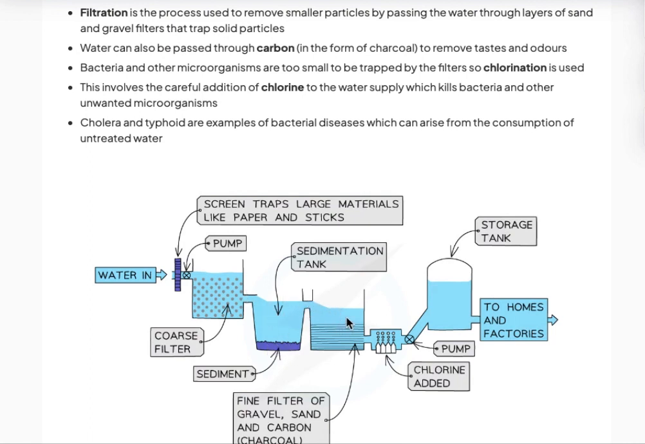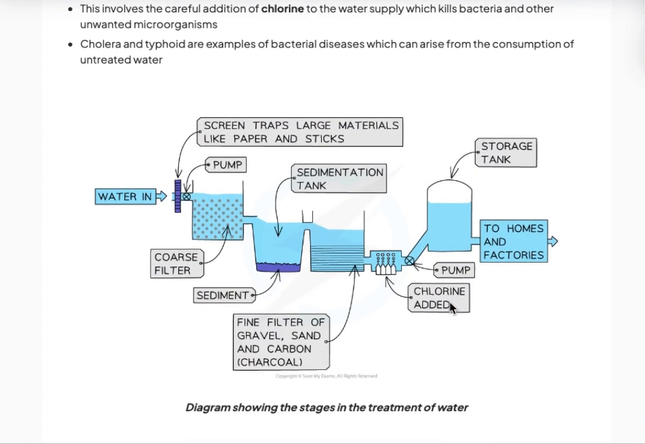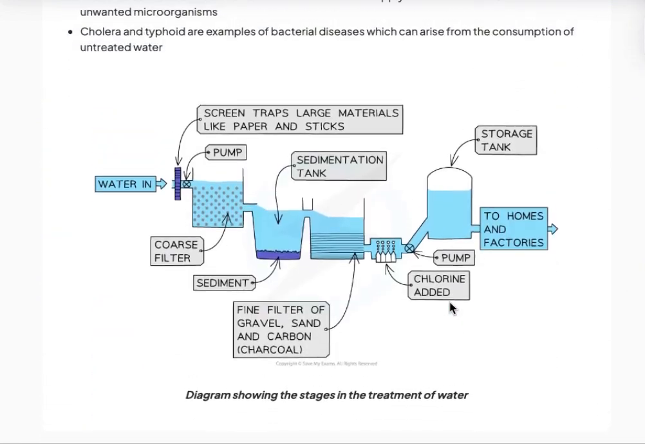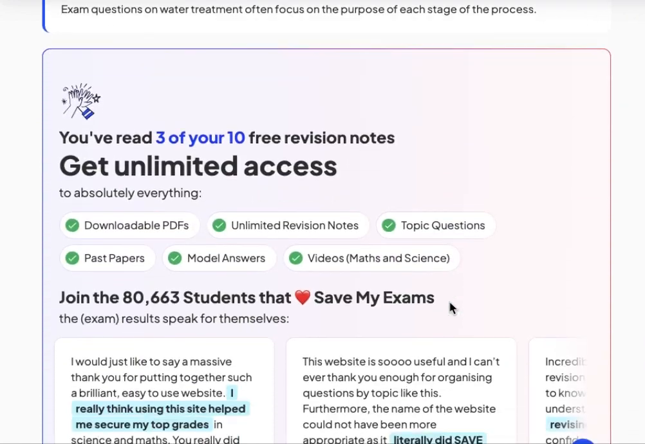After that, we do chlorination. We add chlorine to kill the bacteria. And then we can get water. To the water we have, we apply carbon from charcoal to remove odor and taste, to make it odorless and tasteless. And such water can be sent to our homes. So this is the method that is being used to purify water.